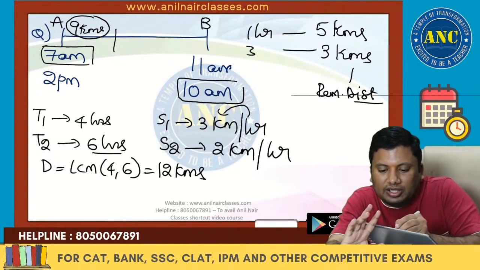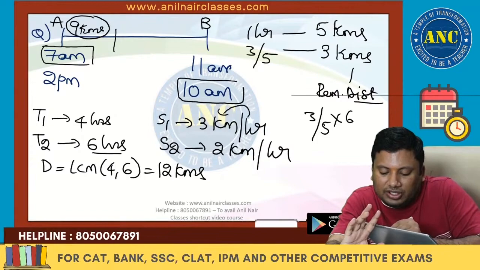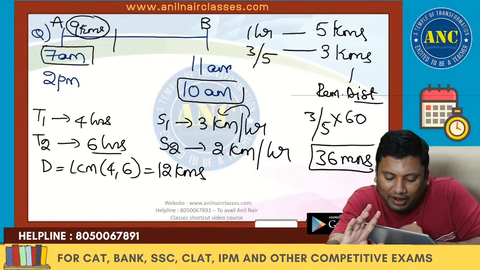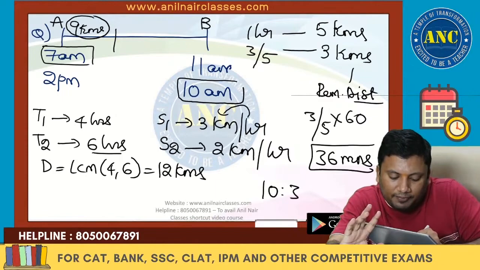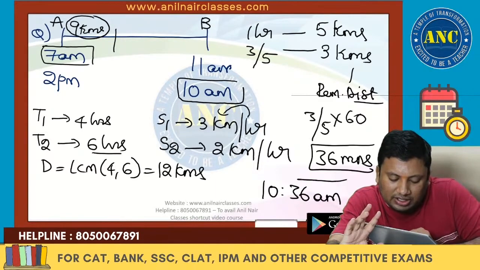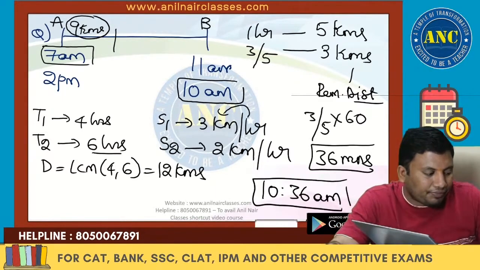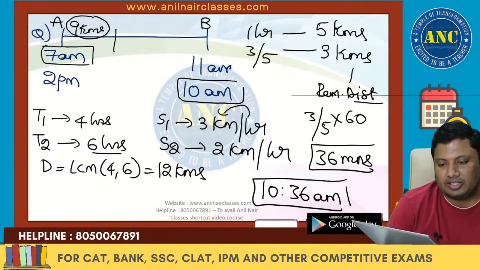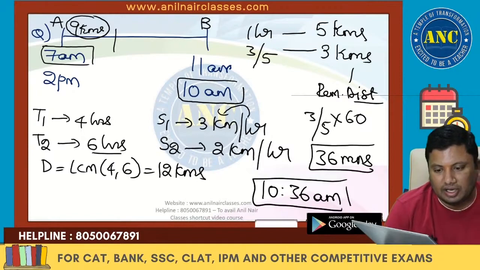Remaining distance. This is 3 by 5. So 3 by 5 of 60. It will meet after 36 minutes from 10 o'clock, which is 10:36 a.m. I hope it is right.